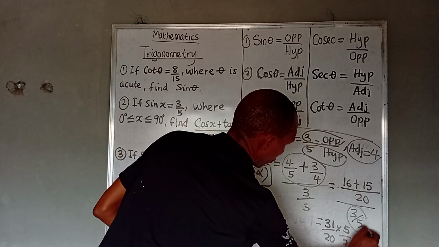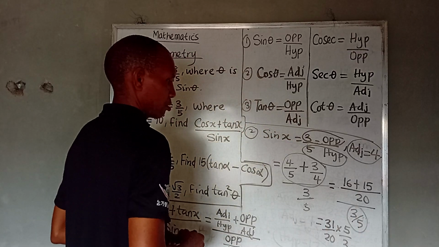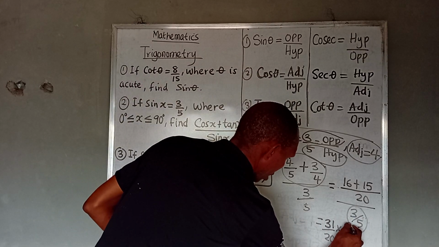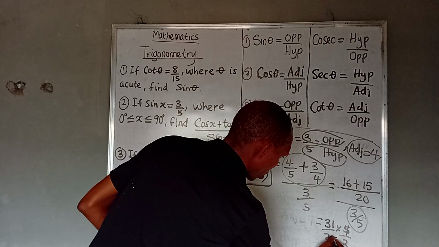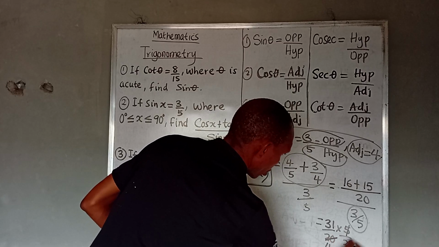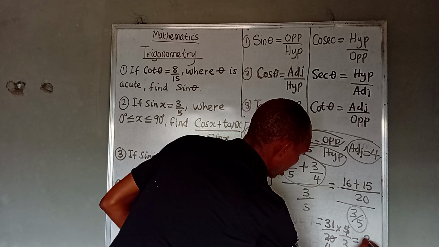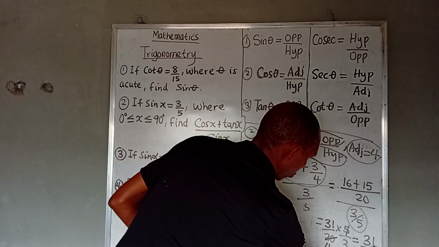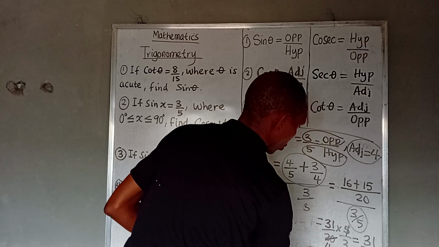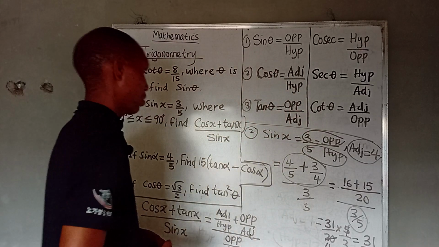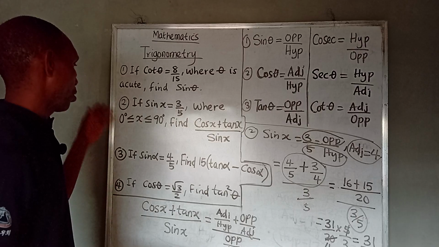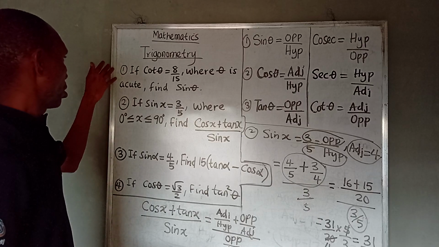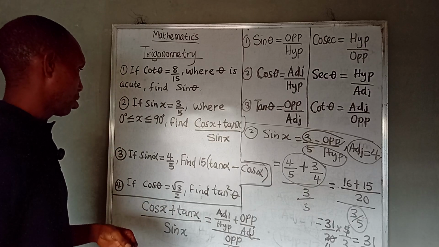You have to turn the 5 over 3 upside down. Then let's try to cancel. 5 can cancel and you have 4 here. So our final answer then is 31 over 12, because 4 times 3 is 12. So we have done justice to the first 2 questions on the board.